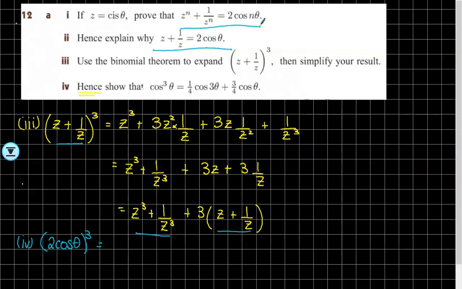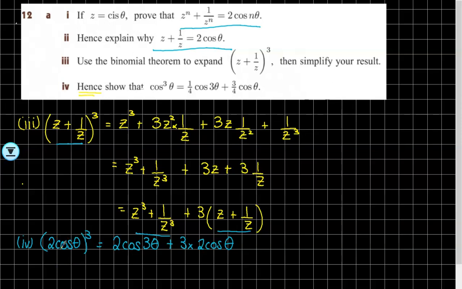Using that, what can I replace that with? n would be 3. Agreed? So that would now be 2 cos 3 theta plus 3 times, now what's z plus 1 over z? Times 2 cos theta. Fiddle and get cos cubed by itself.